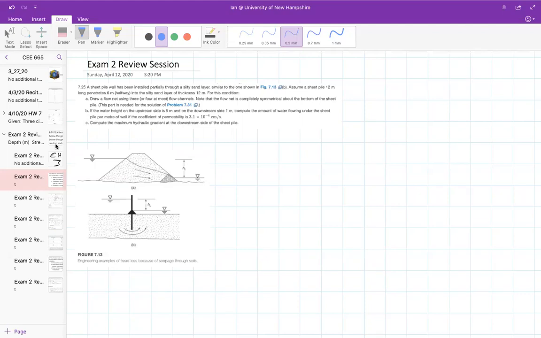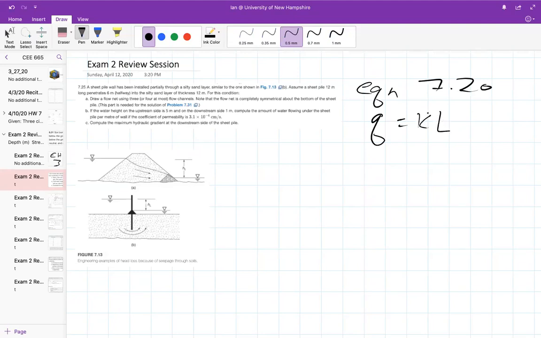So to do this problem, we're going to use equation 7.20. So we know Q equals K, HL, and just double check this.